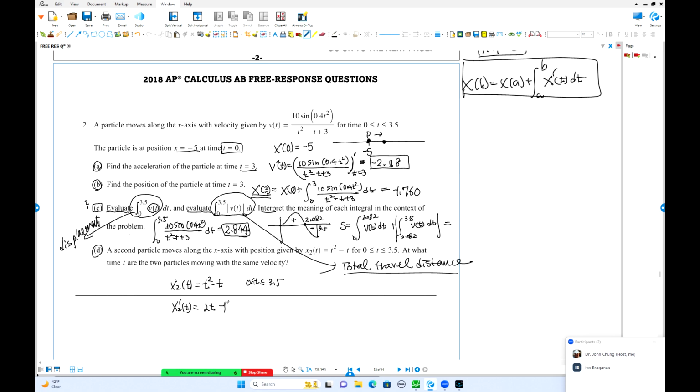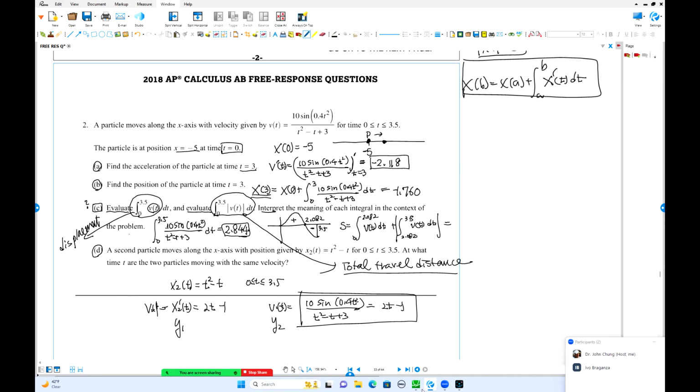So now let's find out, right, the intersection of these two graphs. First one is velocity 1. I'm going to put this one over here. This one is 10 sine 0.4 t squared over t squared minus t plus 3, that's the v(t), right? Must be equals what? 2t minus 1, isn't it? We're gonna find the intersection of these two graphs. This is the y1 graph. This is the y2 graph, okay?